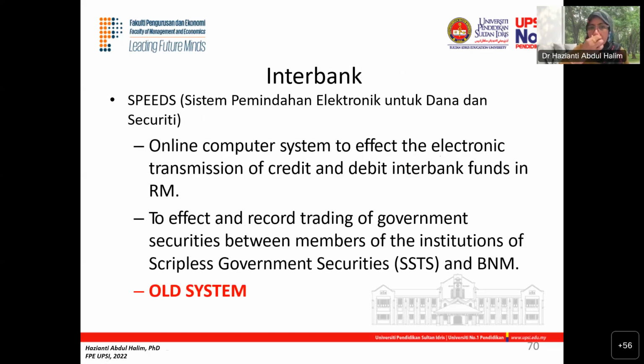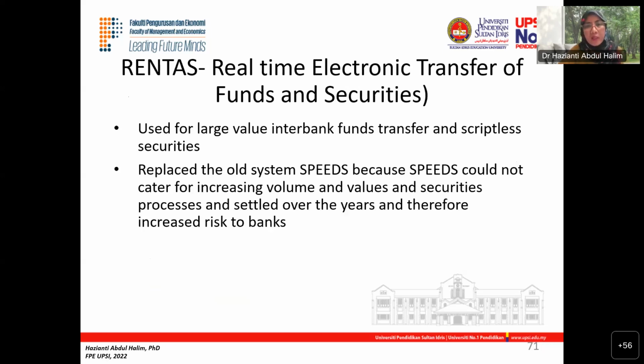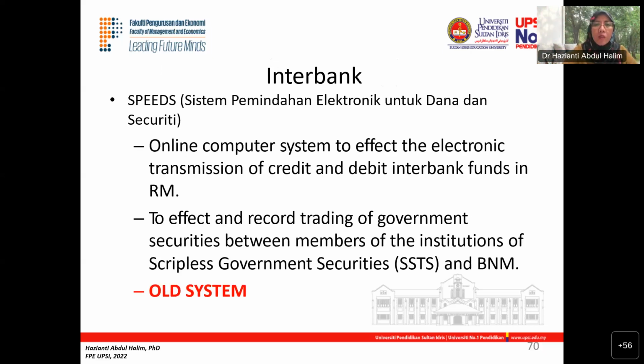Alright, so for interbank, the old system we skip, the name itself says old system. So now interbank they use a system called RENTAS, Real-time Electronic Transfer of Funds and Securities. When you use your Maybank, I just used it a while ago to transfer money to someone, the funds transfer between banks, interbank, they use a system called RENTAS. This we don't see, it is the back office system they use. Because the old system is SPITS, the old system's name is SPITS, Sistem Pemindahan Elektronik untuk Dana dan Sekuriti, a very long name.